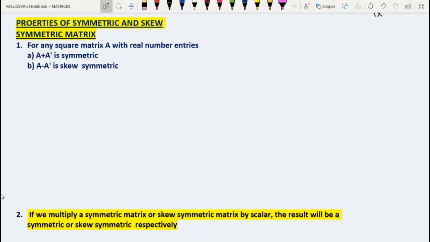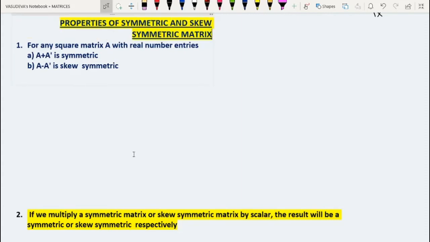Now consider some of the properties of symmetric and skew-symmetric matrices. Here, all the properties were consolidated from the textbook, which were given as problems in the exercise and miscellaneous examples in the NCERT textbook. So consider the first property: for any square matrix A with real number entries, A plus A dash is symmetric, and A minus A dash is skew symmetric. So consider the first one, A plus A dash is symmetric.